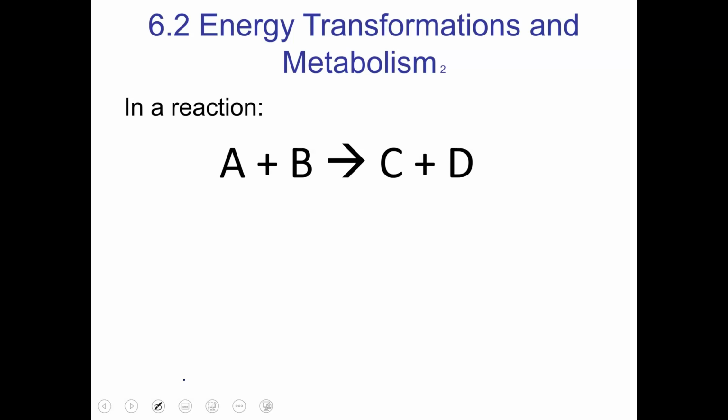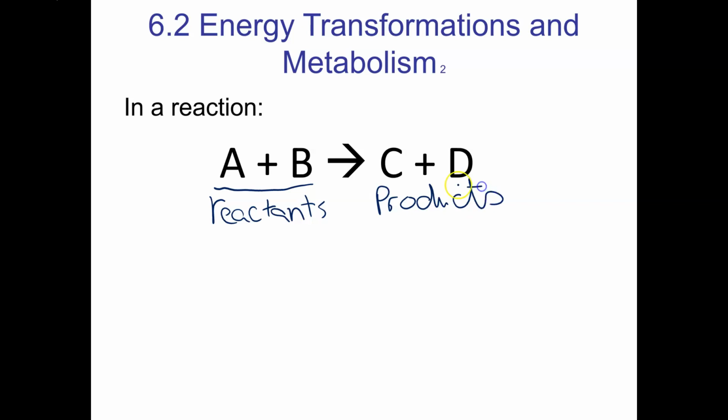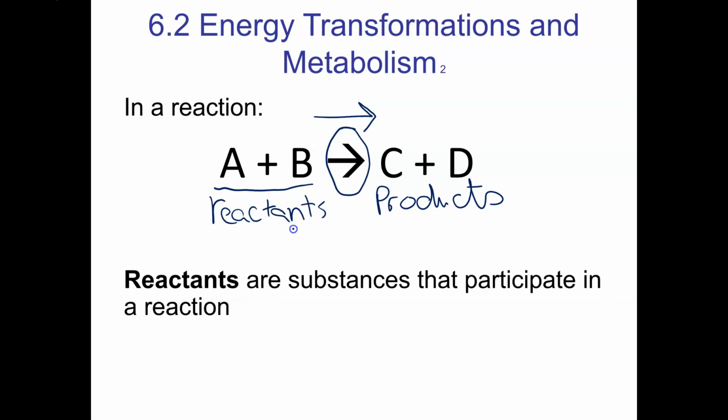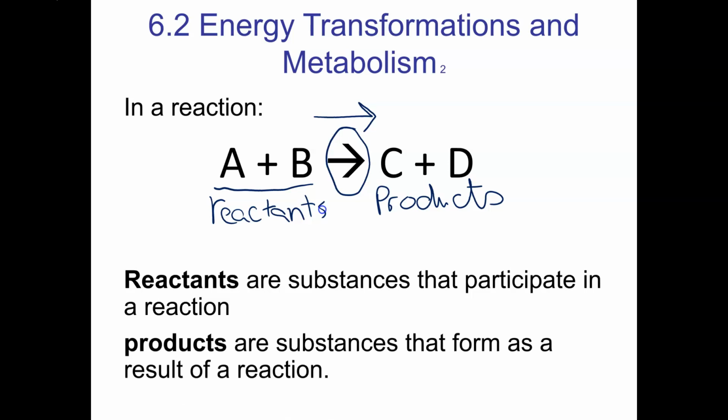Now we're going to look at metabolic reactions. In any given reaction, you have structures known as reactants, and that's what these A and B would be. And then you have substances known as products, and so C and D are products within a reaction. In this case, the reactants will produce the product. So this is the way the reaction is running: A and B produce some products. Reactants are substances that participate in a reaction, and the products are what we produce. They form as a result of the reaction.